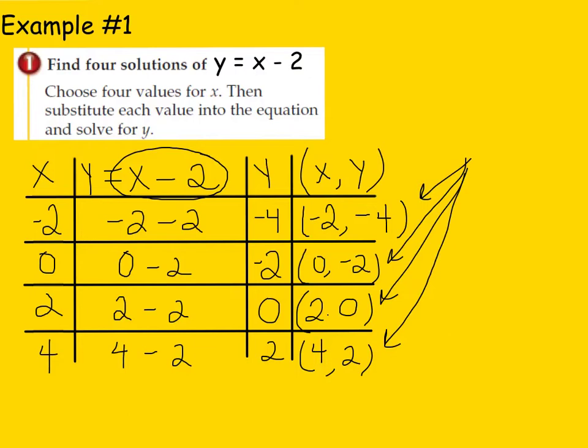One way to check your answer would be to look at your points, and if they don't make a straight line, that means you made a mistake somewhere, and you should go back to your table and find where you made a mistake in the math.